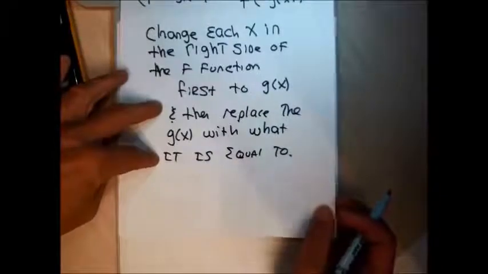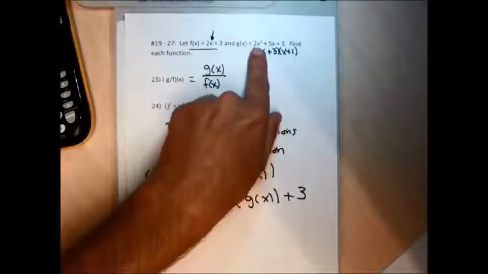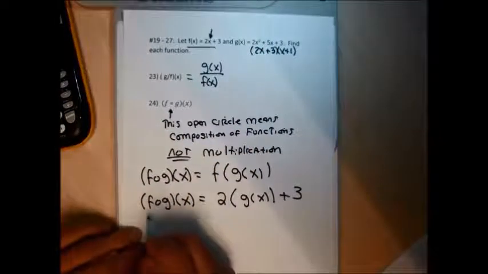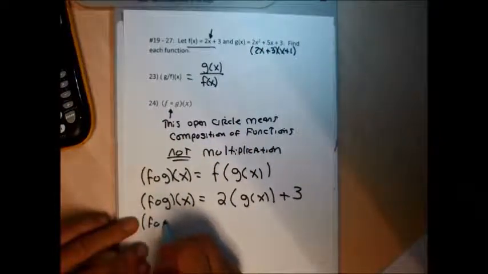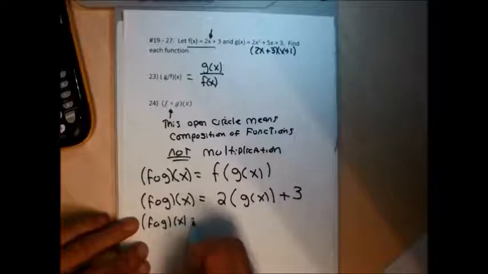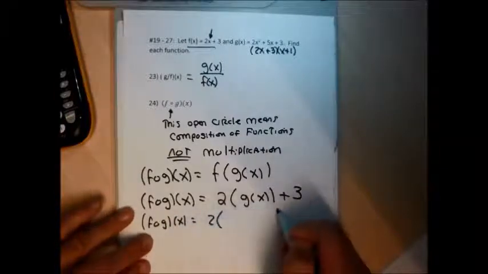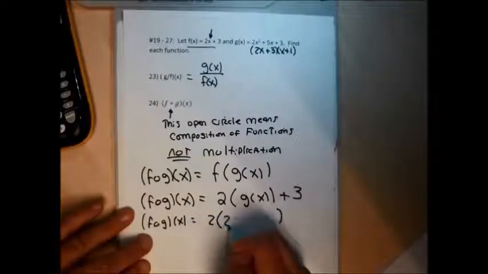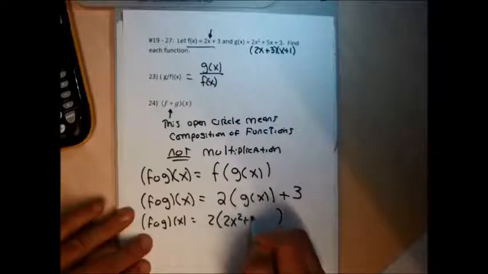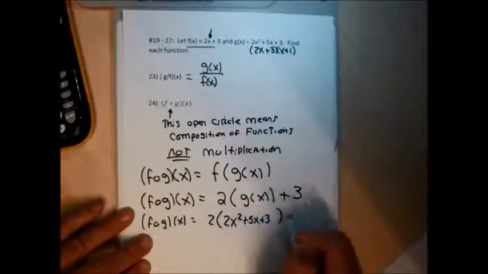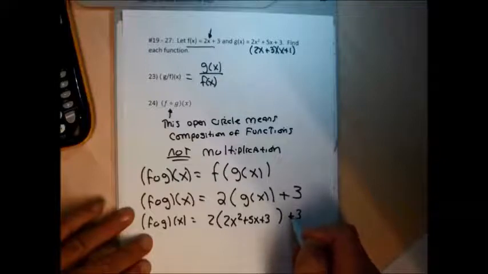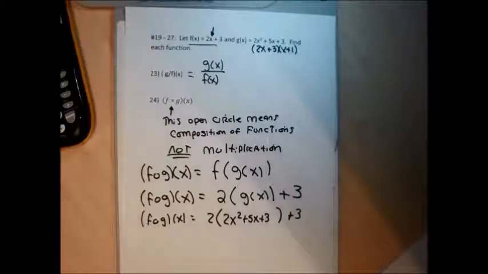Now I'm going to replace the g of x with what it's equal to. Well, what is g of x equal to? For this problem, 2x squared plus 5x plus 3. So I'm going to say f composed with g of x equals 2, and I'm going to replace the g of x function with 2x squared plus 5x plus 3. I'm going to leave this plus 3 here. That is f composed with g of x, just not simplified so nicely.